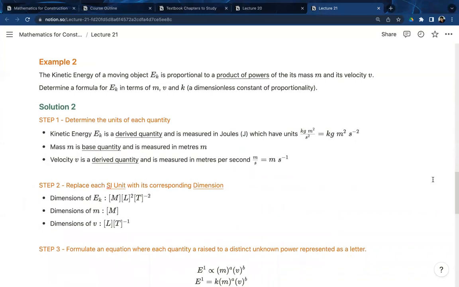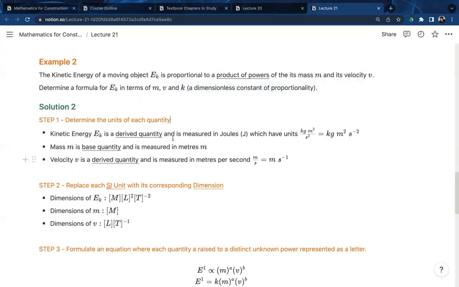Here we have the kinetic energy of a moving object, E subscript K. K, of course, being kinetic energy, as opposed to potential energy, which we say EP. So kinetic energy, EK, they say is proportional to a product of powers of its mass and velocity. So we don't know what the formula is: EK is proportional to m to some power times v to some power, right? We don't know what the powers are, so we want to find them out. So determine the formula for EK in terms of m, v and k. k is a dimensionless constant of proportionality, okay?